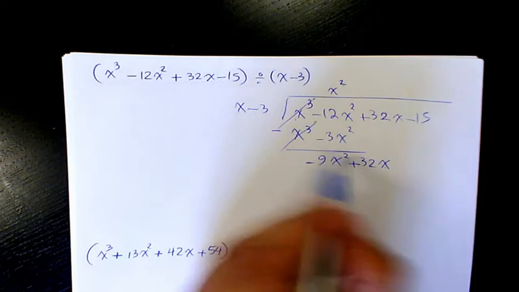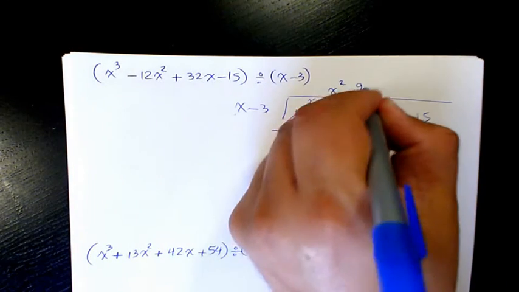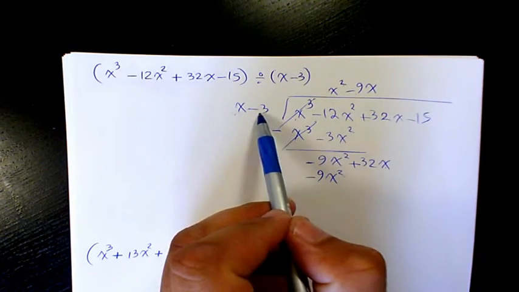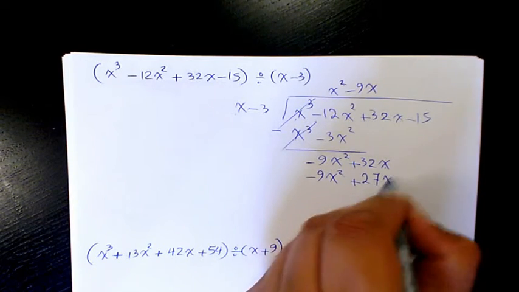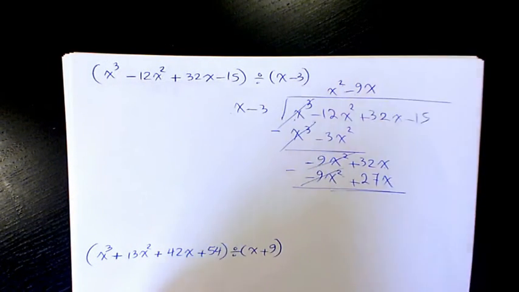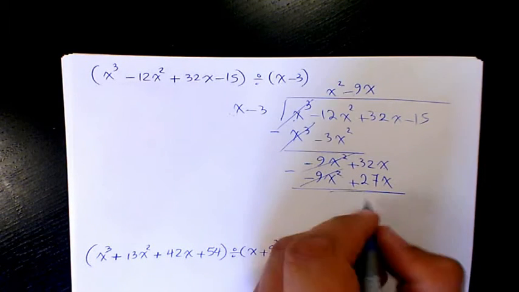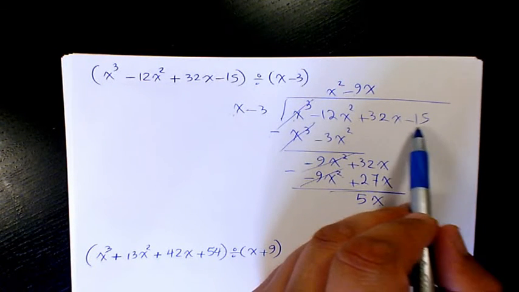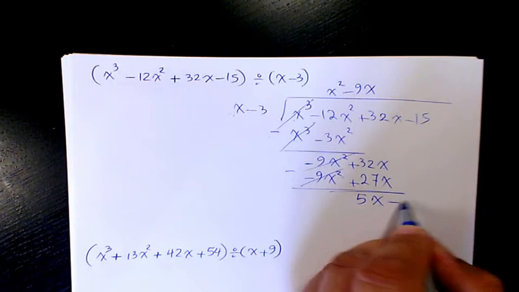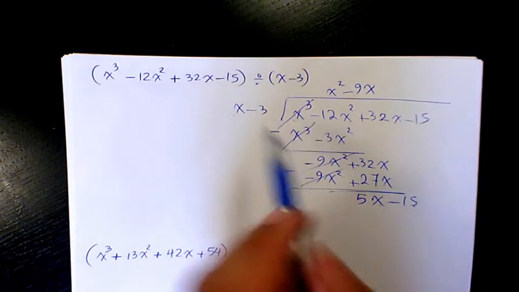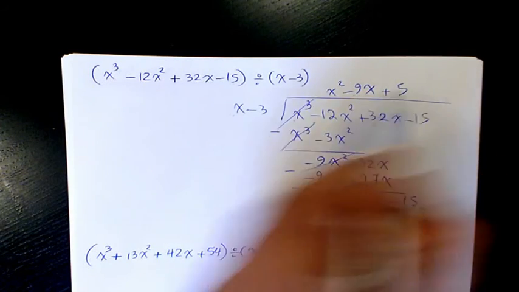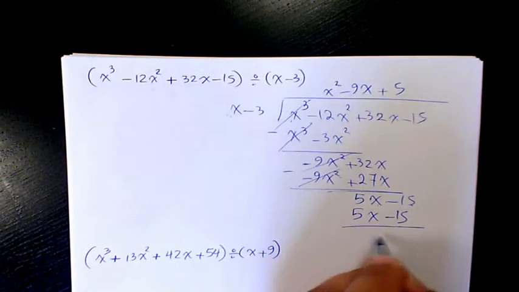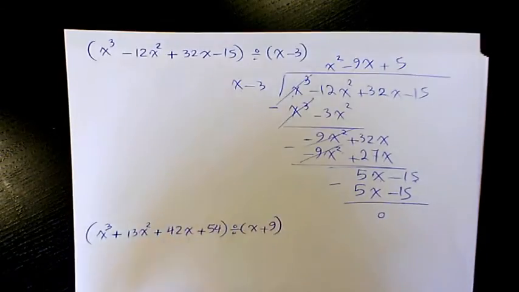So negative 9x squared divided by x is going to be negative 9x. Negative 9x times x, negative 9x squared. Negative 9x times negative 3 is going to be 27x. When you subtract it, these two cancel out. 32x minus 27x is going to be 5x. Then you do one more round because you have this term remaining. Negative 15, you bring it down. 5x divided by x is going to be 5. So 5 times x, 5x. 5 times negative 3 is going to be negative 15. When you subtract it, they cancel out and the remainder is 0.